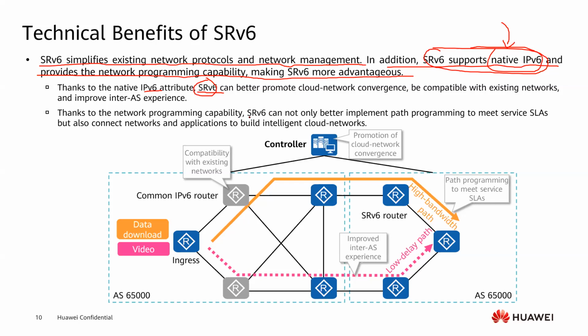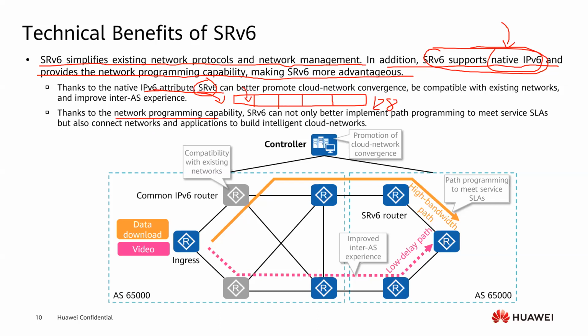And also, we know an IPv6 address is a long address. It is 128 bits long, which means we can divide this IPv6 address into different parts. We can define the meaning of each part, which makes network programming much easier.